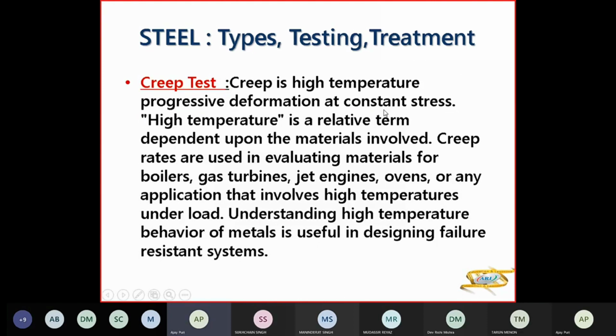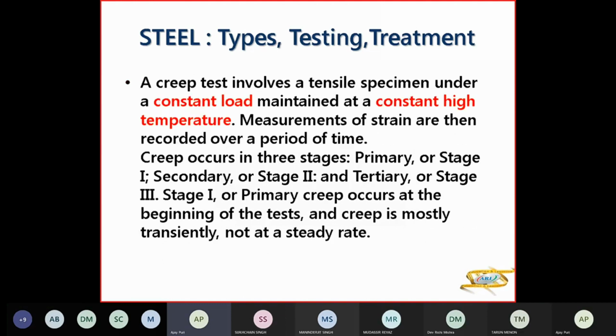So creep is a deformation at constant stress, and the creep rates are evaluating material for boilers, gas turbines, jet engines, ovens, and involves high temperature under constant load. So you have to determine the behavior of material in designing the failure resistant system. So constant load is maintained at constant temperature. Your temperature is also constant but high. So this is a high constant temperature, and the load also is constant. And then you measure the strain.